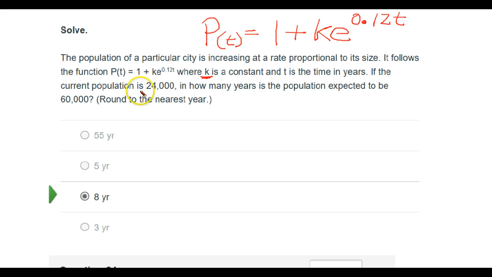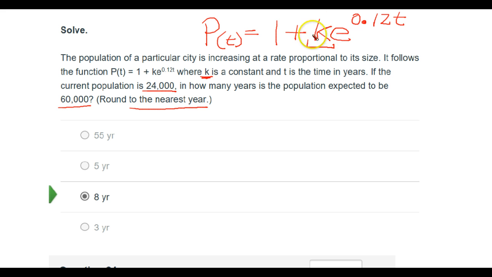If the current population is 24,000, in how many years is the population expected to be 60,000? And this is critical, round to the nearest year. All right, so we will convert this later to a natural log problem, but our first thing to do here is to solve for k.